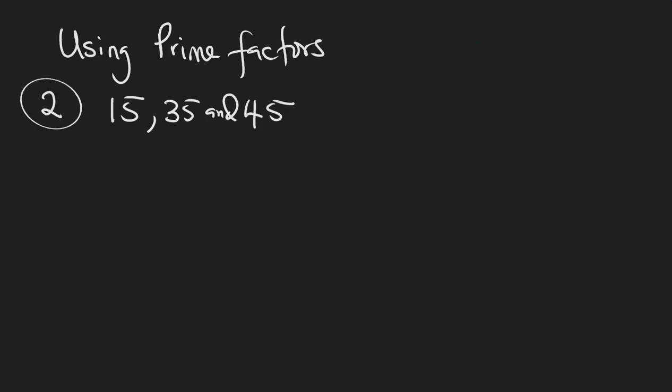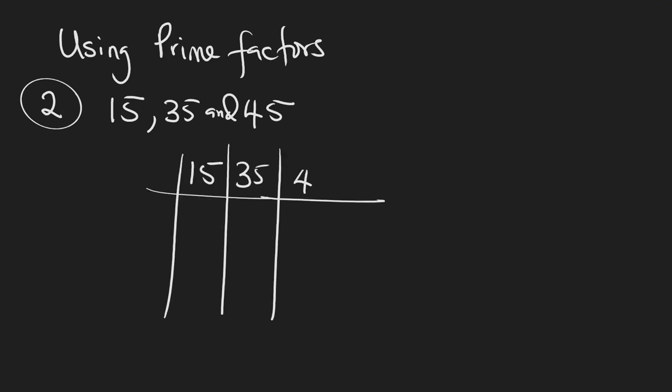Alright, the second question is to find the lowest common multiple using prime factors of 15, 35, and 45. In this case, even if you have 100 of them, you can solve them at the same time. So we have 15, 35, 45. Let's write down our prime numbers: 2, 3, 5, 7, 11, and so on.